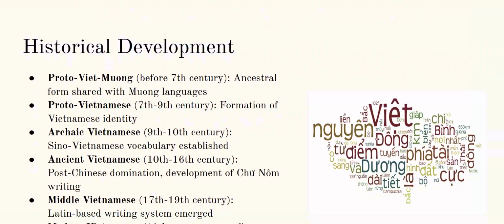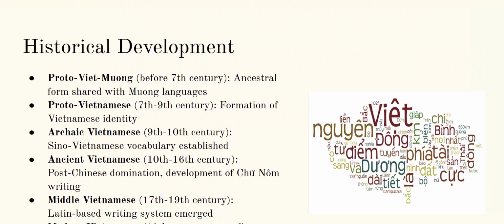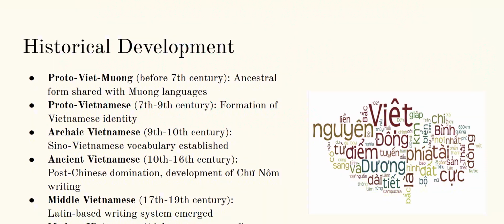Then we talk about Middle Vietnamese, between the 17th and 19th century, when a Latin-based script for writing Vietnamese was introduced. Because of that, Vietnamese became very popular, and literacy in Vietnam increased to 90 or 95% because Vietnamese was now easier and more approachable to the larger masses. Then the modern Vietnamese, which is also influenced by English, is the current official language of Vietnam.